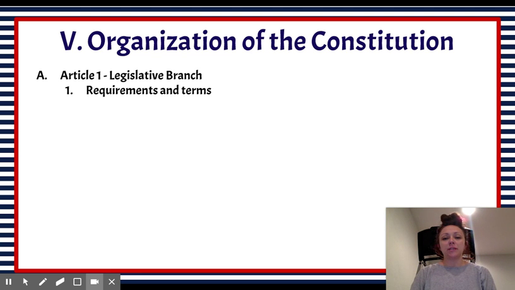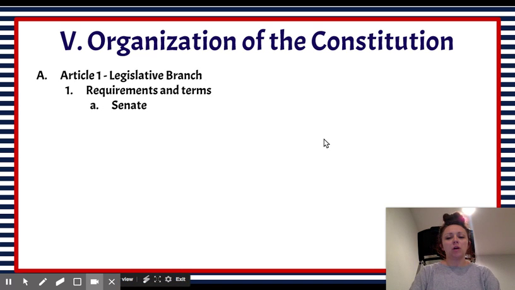So, requirements and terms. One thing I want you to file away in the back of your brain is that members of Congress do not have term limits. They can run and be elected to Congress as many times as they want. Okay, so starting off with the Senate.